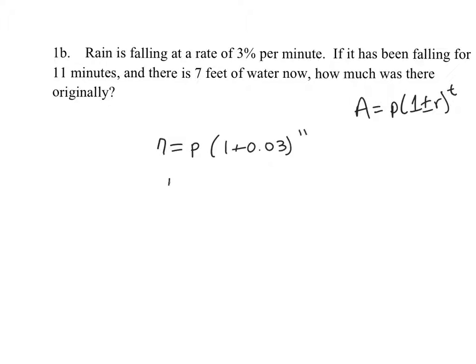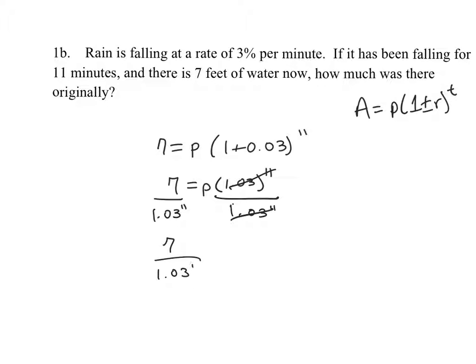So our next step will be to do 1.03 to the 11th power, because once again, according to PEMDAS, you must do exponents before multiplication. Now we want to get P by itself, so we'll divide by 1.03 to the 11th on both sides. It will cancel out and become 7 over 1.03 to the 11th power equals P.